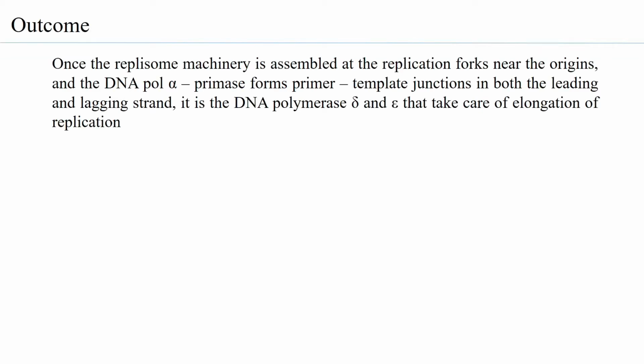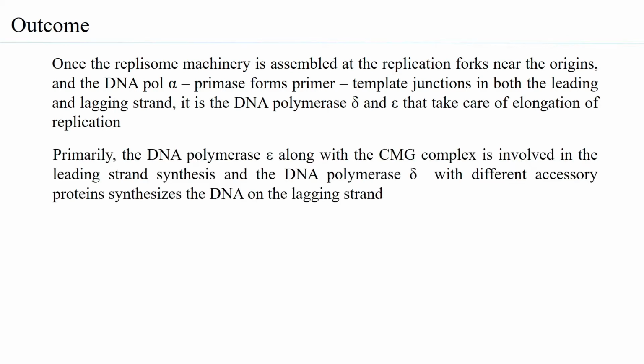So let us look at the learning outcomes of this session. Once the replisome machinery is assembled at the replication forks near the origins, and the DNA polymerase alpha primase forms the primer template junctions on both the leading and the lagging strands, it is the DNA polymerase delta and the DNA polymerase epsilon that takes care of elongation of replication. Primarily, the DNA polymerase epsilon, along with the CMG complex, is involved in the leading strand synthesis, and the DNA polymerase delta, with different accessory proteins, synthesizes the DNA on the lagging strand.